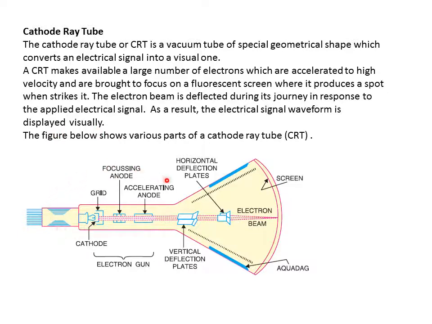So here we will see the various parts of the cathode ray tube. Starting from the beginning, this is the cathode grid, which is a small cylinder. Next is the focusing anode, then the accelerating anode. These three are included in the electron gun section. So the electron gun consists of the cathode grid, focusing anode, and accelerating anode. After that the electron beam travels through the vertical deflection plates and horizontal deflection plates, and it strikes the screen, and we get the electrical signal waveform displayed visually.